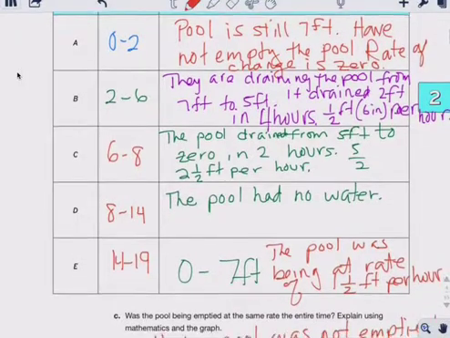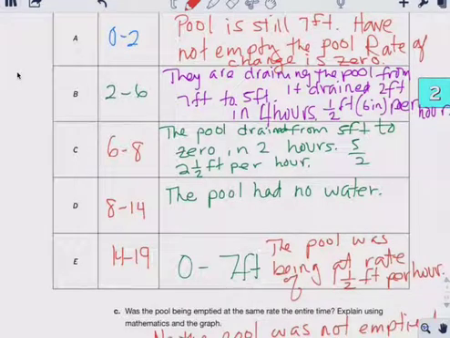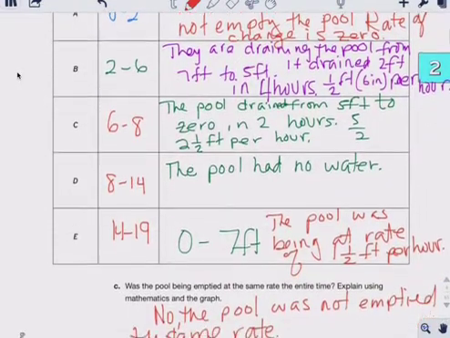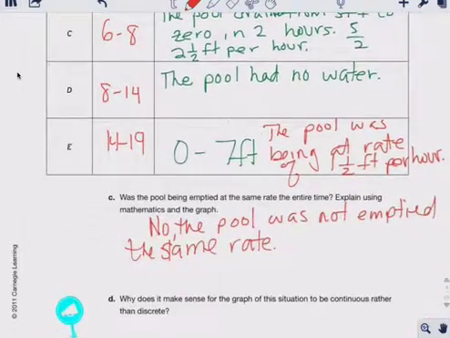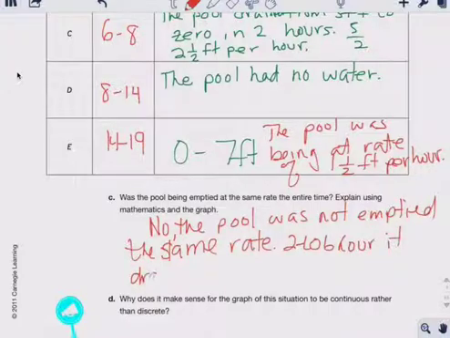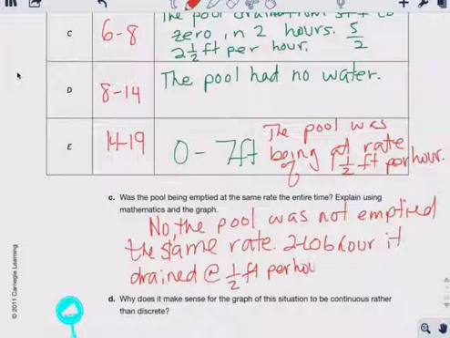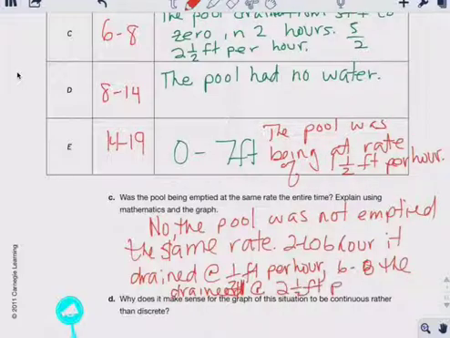The pool first was drained at a rate of 0.5 feet per hour between 2 and 6, and then it went to 2.5 feet between 6 and 8. So from 2 to 6 hours, it was drained at 0.5 feet per hour, whereas at 6 to 8, the pool was drained at 2.5 feet per hour. And you get that answer by looking at your chart.